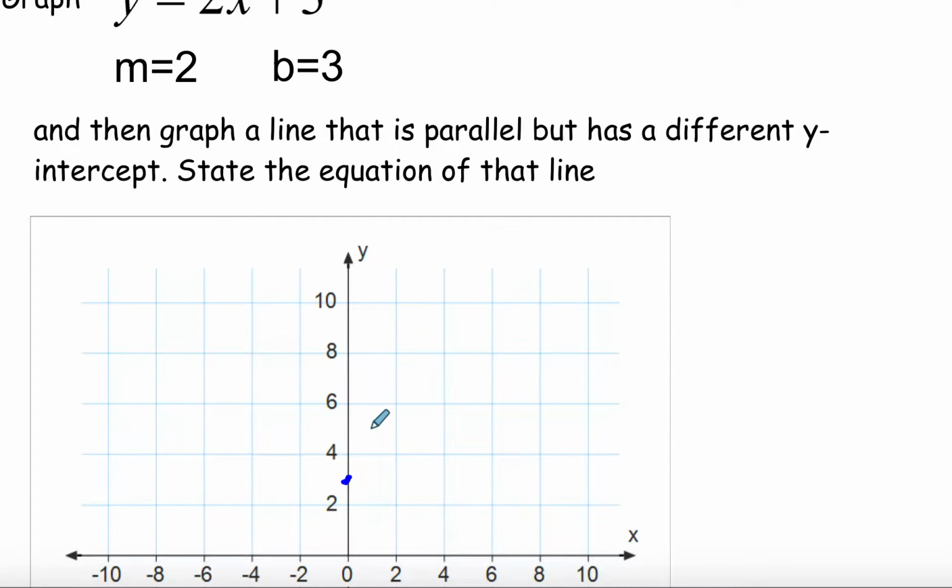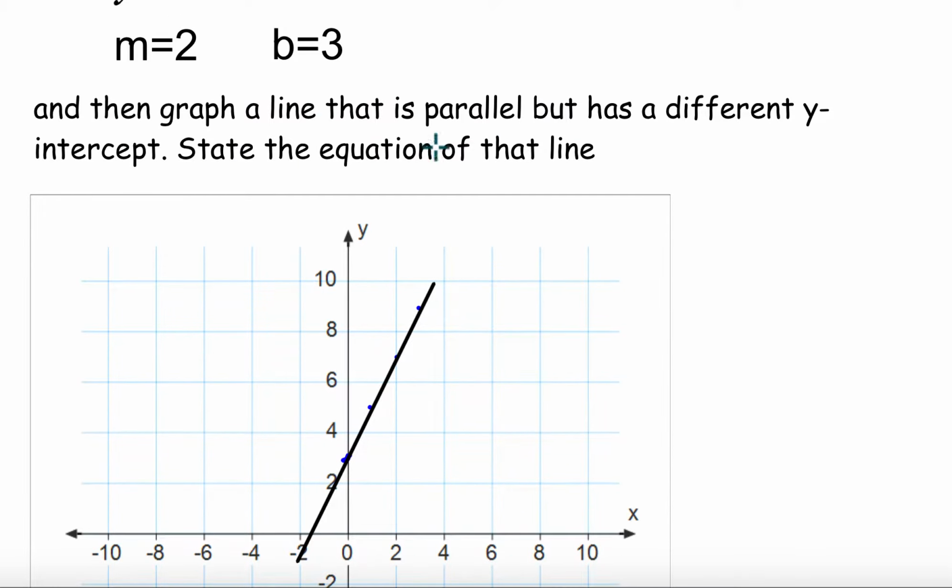So up 2 over 1, up 2 over 1, up 2 over 1. Alright, so it's going to look something like that. And when we connect our dots, let's see if I did a good job here. Yeah, not bad. So something like that.